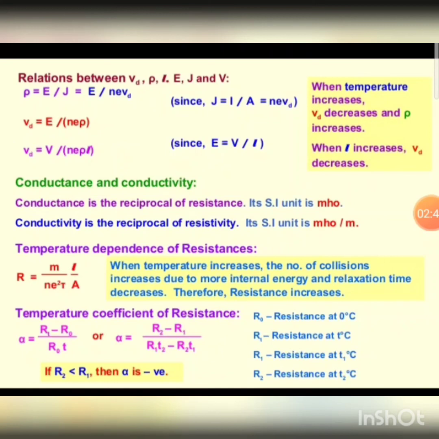R0 represents the resistance at 0 degree Celsius. Rt represents the resistance at t degree Celsius. Since R1 represents the resistance at T1 degree Celsius, R2 represents the resistance at T2 degree Celsius, we know that if R1 is greater than R2, then alpha is negative.